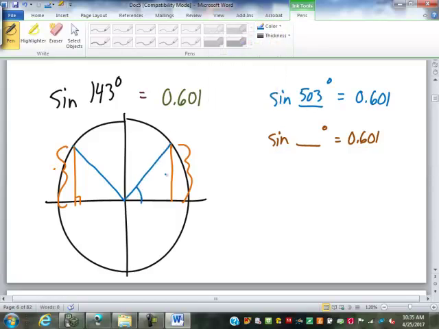How do I find that angle? 180 minus 143. Perfect. 180 minus 143 is going to be 37 degrees. Check that out. Does sine of 37 degrees also equal 0.601? Yes, it does.